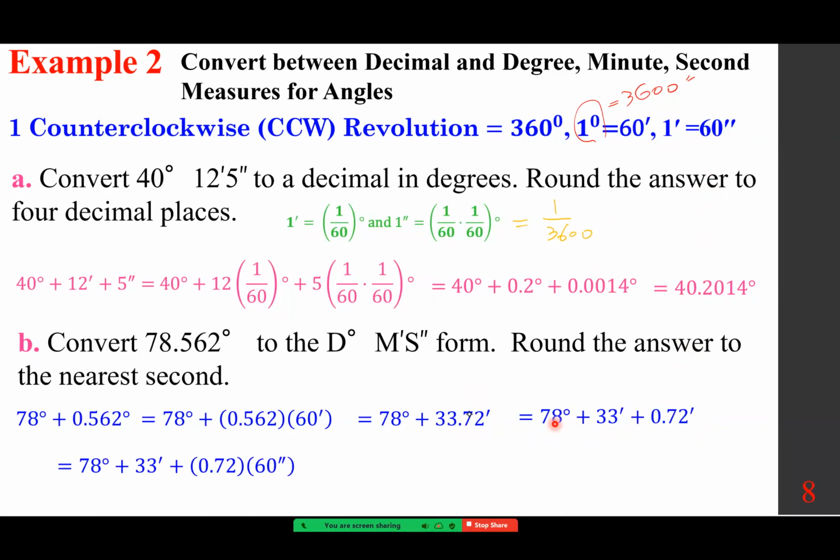So this one is in degrees, we keep it. This one is in minutes, we keep it. This one, which is in minutes, we multiply by 60 to change it to seconds. The reason we do that, because it's less than 1. We get the following. And round to the nearest second. So this is fine, this is fine. This one, we have to round it to a whole number, which becomes 43, which means 78.562 degrees is the same as 78 degrees, 33 minutes, 43 seconds.